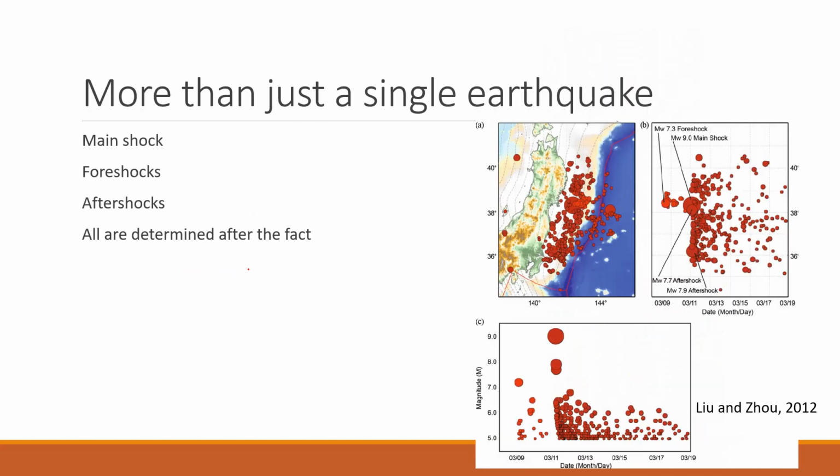So the earthquake is not just a single earthquake. The earthquake is going to be potentially a main shock, which is the big earthquake, and then we will have foreshocks and aftershocks. All of these will be determined after the fact. So this is an example from Tohoku. So we had earthquakes. This bottom one is showing us the earthquakes. The size is indicated by the size of the circle, as well as the vertical scale. And then the horizontal scale is the date.